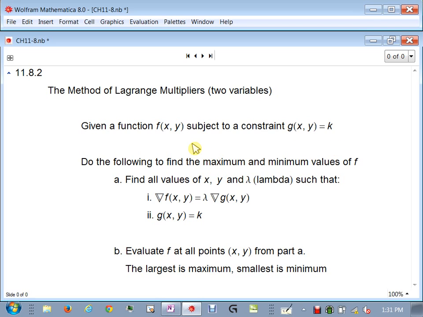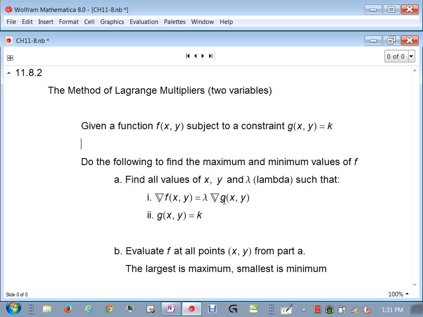All right, so here's what we got. If we have a function and we constrain that function by this equation, then to find the max and min values of f, you have to do this. First, find all values of x, y, and lambda. Lambda is going to be a constant that we're going to have to figure out, such that the gradient of f, what's the gradient of f? It's a vector, right? That vector is the partial with respect to x, partial with respect to y, since it's 2-dimensional. That gradient has to be equal to lambda times the gradient of g.